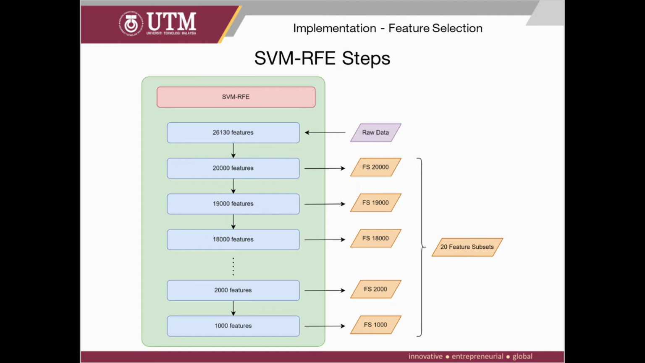In the second iteration, SVM-RFE continues to remove features from FS20,000. From this iteration onwards, SVM-RFE will eliminate 1,000 features in each iteration. Therefore, at the end of this iteration, 1,000 features will be removed and the output will be FS19,000. This process continues until SVM-RFE has removed enough features to reach FS1000. At the end, 20 feature subsets with a difference of 1,000 features from each other are produced.